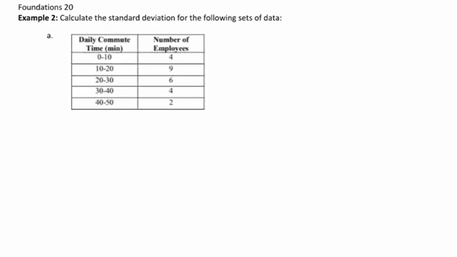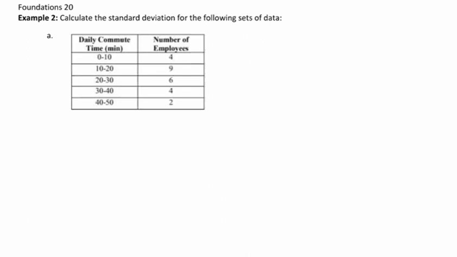Example 2. Calculate the standard deviation for the following sets of data. You'll notice in this table that on the left-hand column we're given a range of numbers. So the daily commute time for the employees is in between 0 and 10, in between 10 and 20, in between 20 and 30, 30 and 40, and 40 and 50.